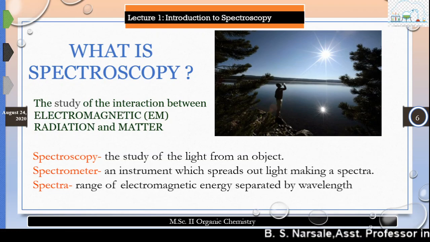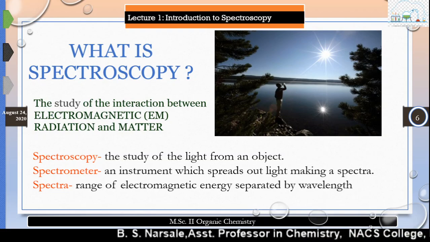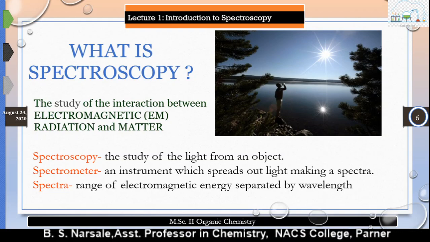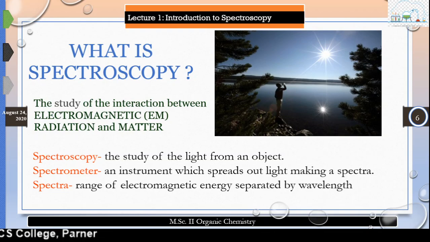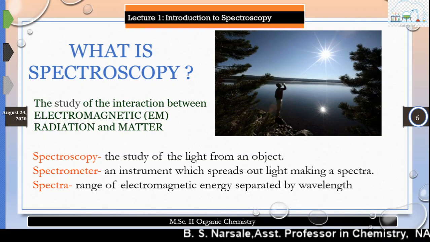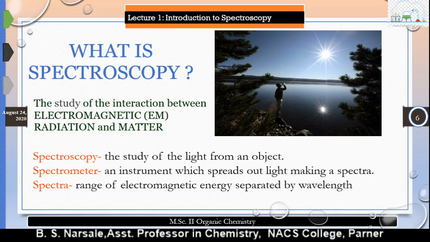Then what is a spectra? Spectra is just a range of electromagnetic energy separated by wavelength. Or in a simple way, we can say it is a graph which represents electromagnetic energy against wavelength.